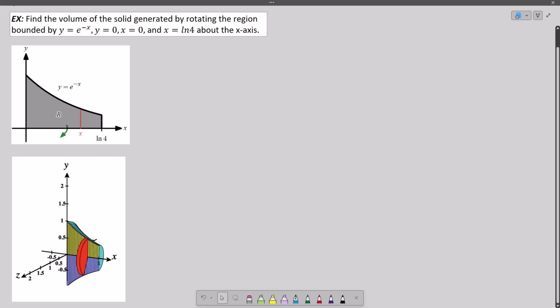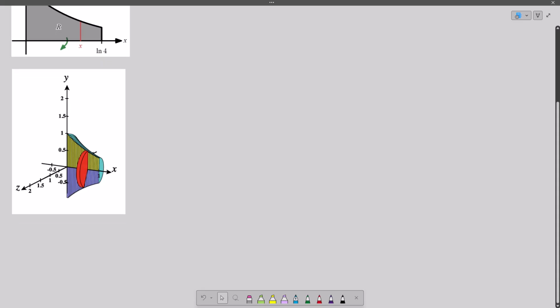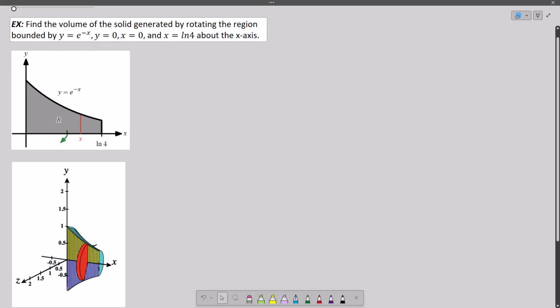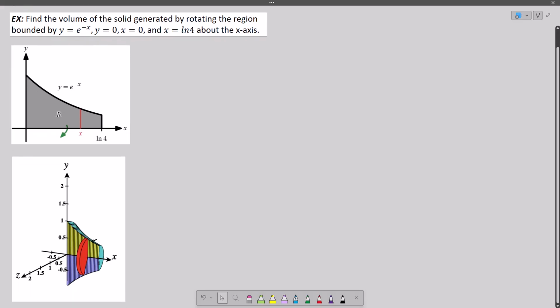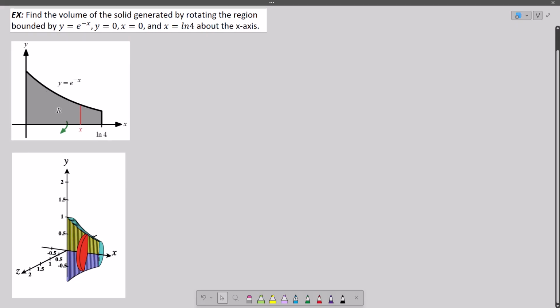So the context is that we've got this exponential decay function trapped between 0 and natural log of 4. We're going to rotate that around the x-axis, creating this shape down here. Again, that red disk is that red line rotated around and then with some thickness to it, some dx. Sprinkle in a little dx and your cross section becomes a slice. So see if you can set that up.